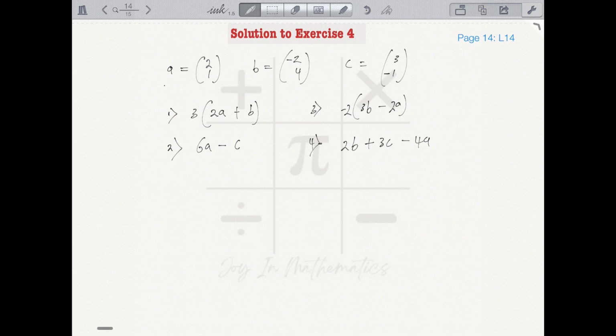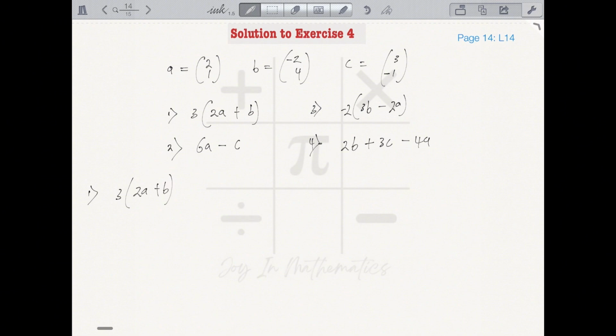Now let's begin the solution to exercise 4, which I believe you have tried. So here we are just going to solve it together. We have three vectors: a = (2, 1), b = (-2, 4), and c = (3, -1). So let's begin with question 1. We have 3(2a + b).